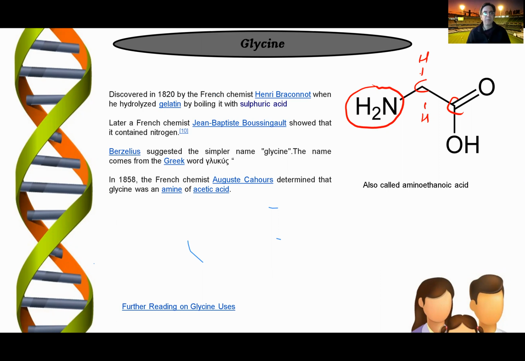On the first recording today, I touched on how hydrocarbons are named. This particular one, glycine, was discovered by a chemist in 1820 in France, and he hydrolyzed gelatin by boiling it with sulfuric acid. Basically he reacted gelatin with sulfuric acid. Okay, so let's move on. There's a brief mention here about where the name glycine comes from. It comes from a Greek word.